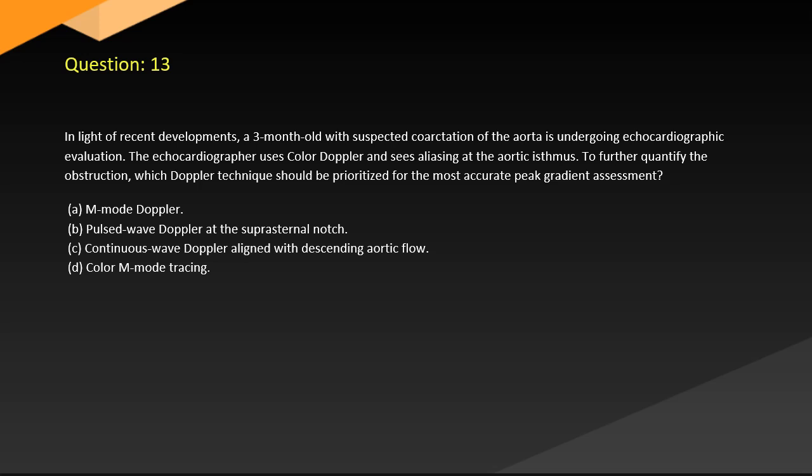Question 13. In light of recent developments, a 3-month-old with suspected coarctation of the aorta is undergoing echocardiographic evaluation. The echocardiographer uses color Doppler and sees aliasing at the aortic isthmus. To further quantify the obstruction, which Doppler technique should be prioritized for the most accurate peak gradient assessment? A. M-mode Doppler. B. Pulsed wave Doppler at the suprasternal notch. C. Continuous wave Doppler aligned with descending aortic flow. D. Color M-mode tracing.